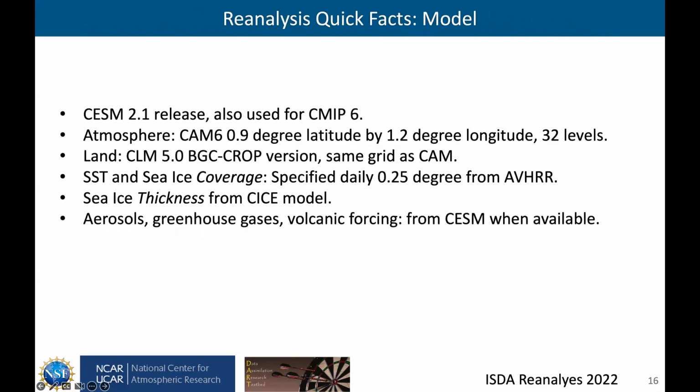So how do we create these reanalysis products? The hindcast model is a 1-degree CAM6 configuration, CESM 2.1. It uses an active land model, but the land state is not directly changed by the observations. The sea surface temperatures and ice coverage come from a daily 1/4 degree AVHRR product. The sea ice model plays a similar role to the land model, but for sea ice thickness.